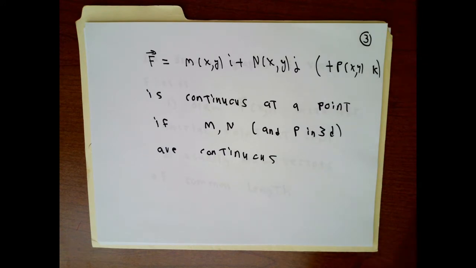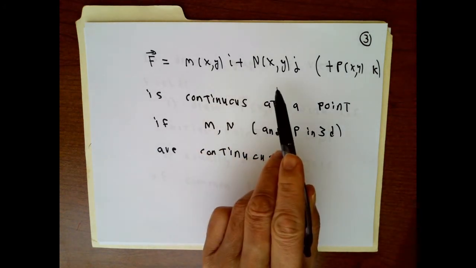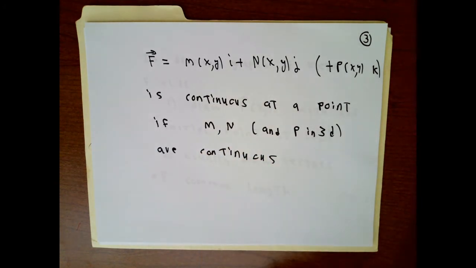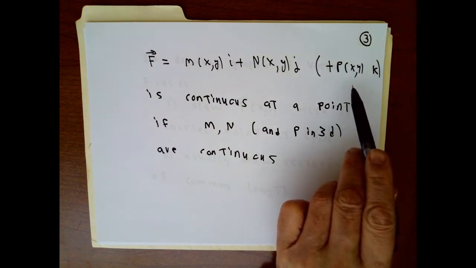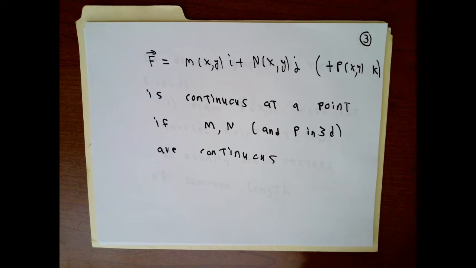In general terms, we're going to say that vector field f has components M and N if you're in 2 dimensions. If you're in 3, you'll also have a P of x and y. We say that such a field is continuous at a point if M, N, and if you're in 3 dimensions, P, are continuous functions.